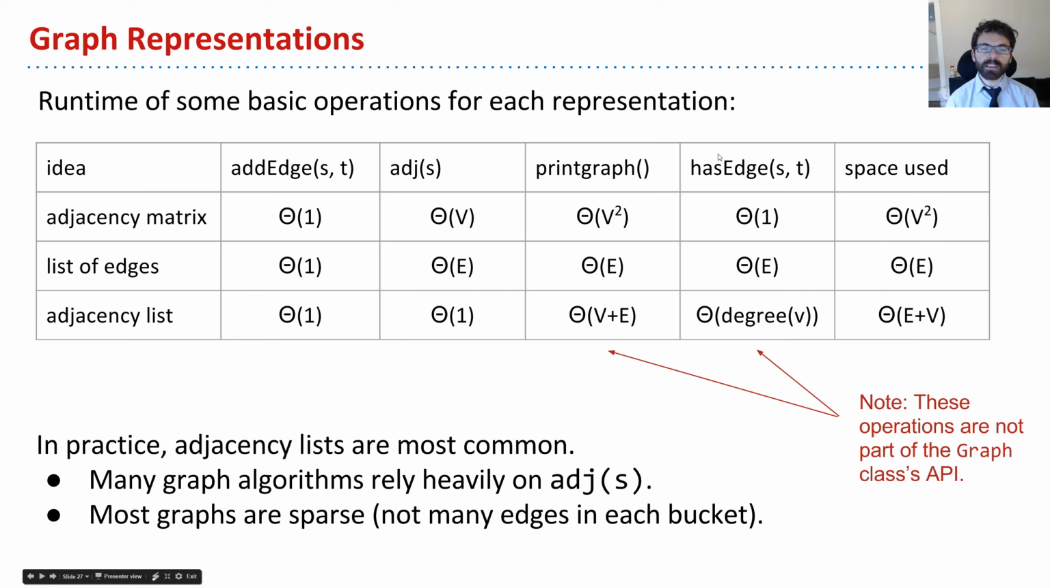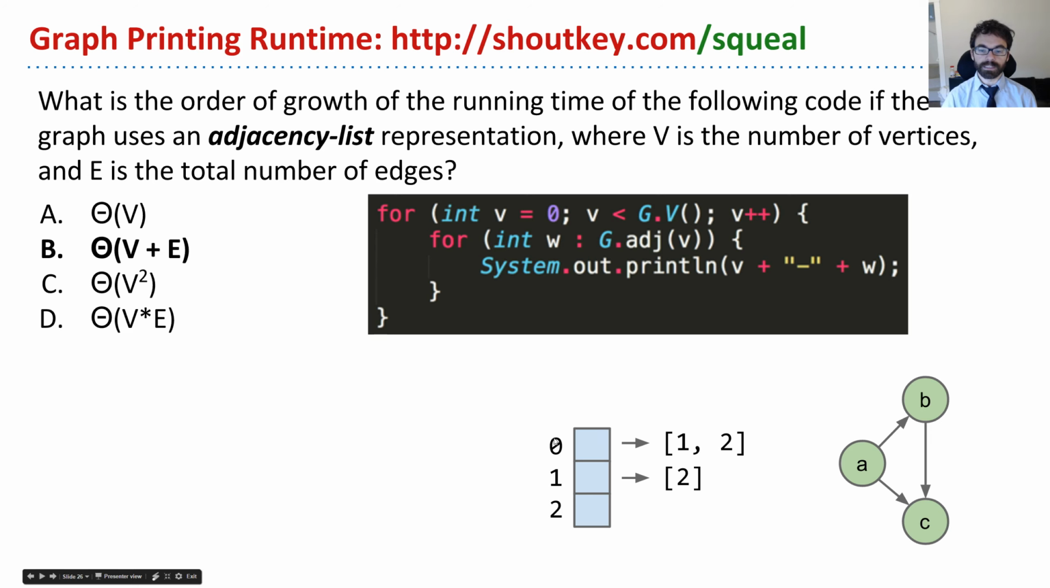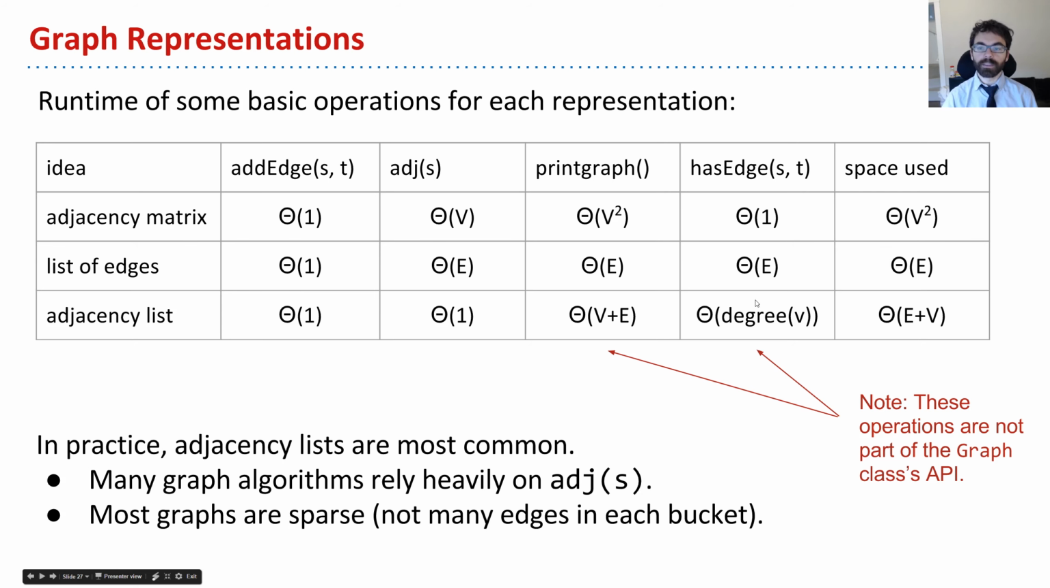Likewise, we could write something that says, does a graph possess an edge between s and t? So in this case, with an adjacency matrix, it'd be theta 1. We could just go and index directly into the matrix, assuming that we had access to its instance variables. List of edges, we would actually have to iterate through all the edges to see if it exists. And with the adjacency list, if we want to know if there exists an edge between, say, 0 and 2, we have to iterate through this list. And if we store it as a list, as opposed to, say, a binary search tree or something, then in the worst case, it would be theta degree of V. In other words, the length of the list.